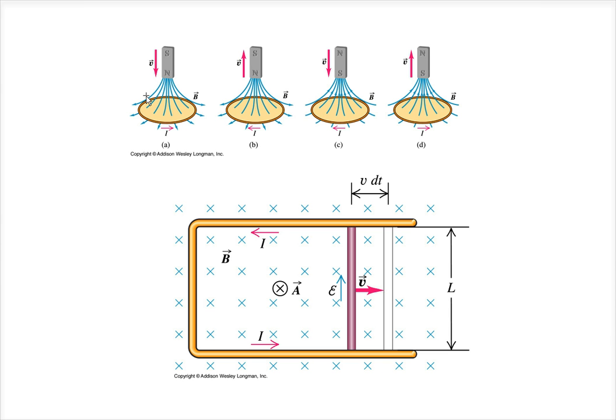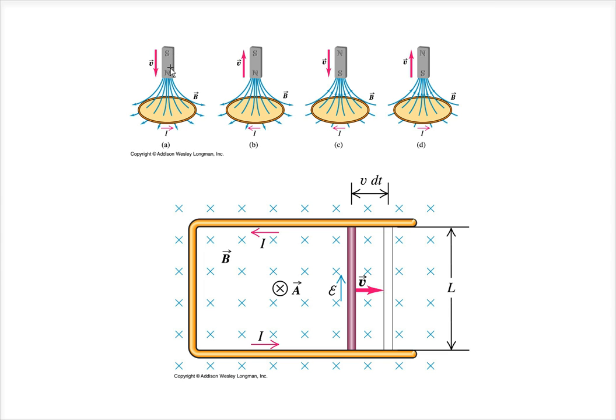And Lenz's law tells us the direction of that current, and Lenz's law states that the direction of the induced current, the current that's produced from the changing magnetic flux, is such that the magnetic field it generates opposes the change in magnetic flux. Another way to think about that is the change in magnetic flux will be opposed by the induced current. And these examples here in pictures A, B, C, and D are very illustrative.